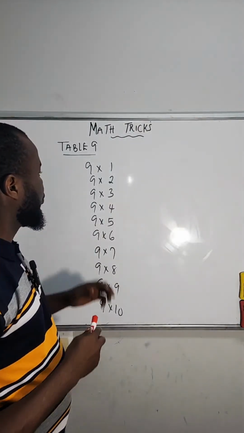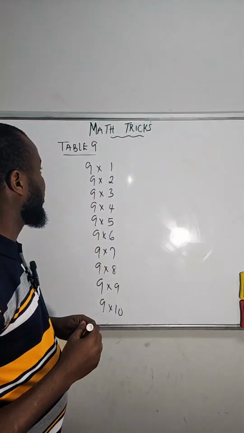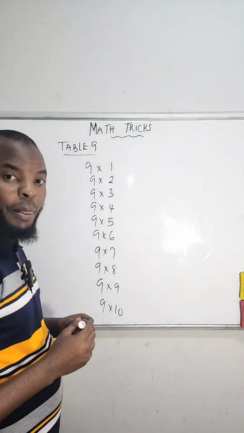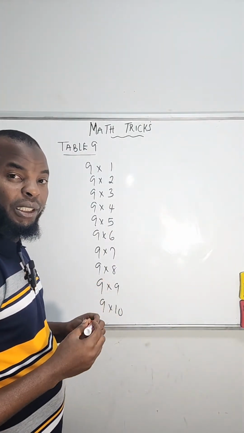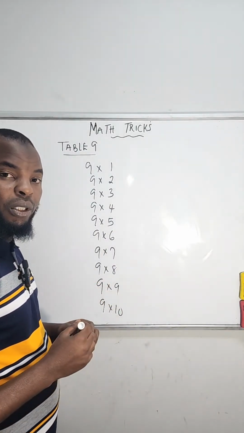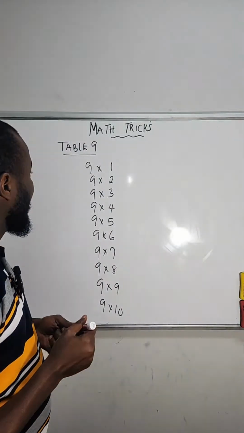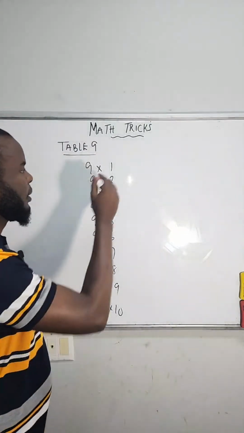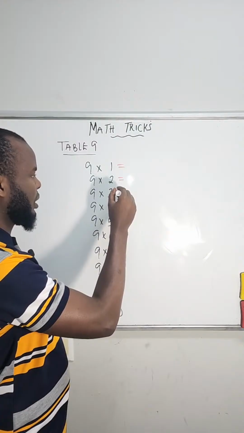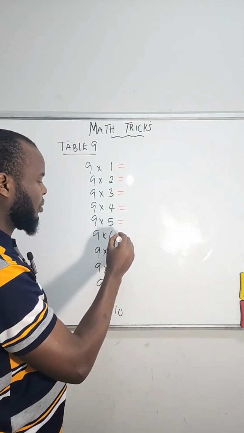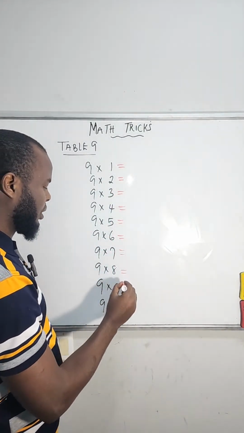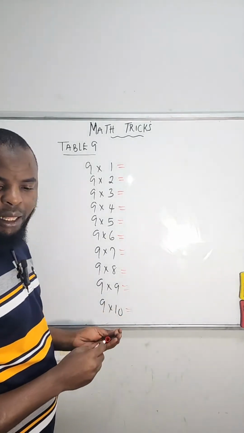So the first one I'm going to be teaching today is called the table 9. I have so many tricks I'm going to be teaching today, okay? But the first one I'll be teaching is the table 9. Now, let's have a look at this table 9. We have 9 times 1, 9 times 2, 3, 4, 5, 6, 7, 8, 9.